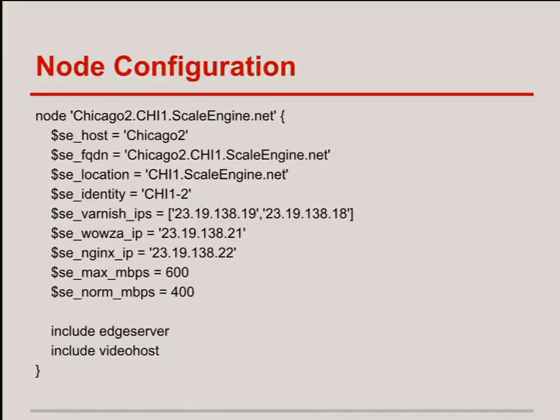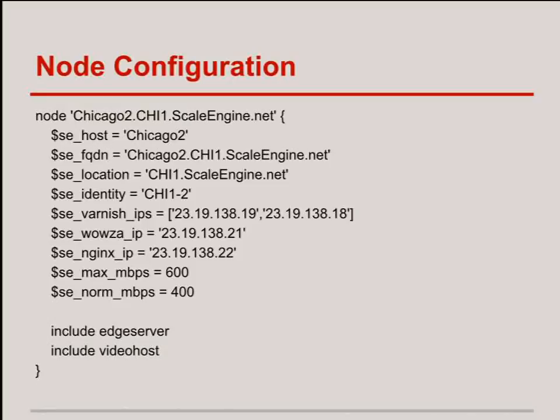So this is a node definition for one of our machines. I prefix all of my variables to create a namespace. So we have a machine in Chicago. It's called Chicago 2. So we have its fully qualified domain name. And then we specify the location, which we use to group machines. And then we have this identity that we use for various other things.